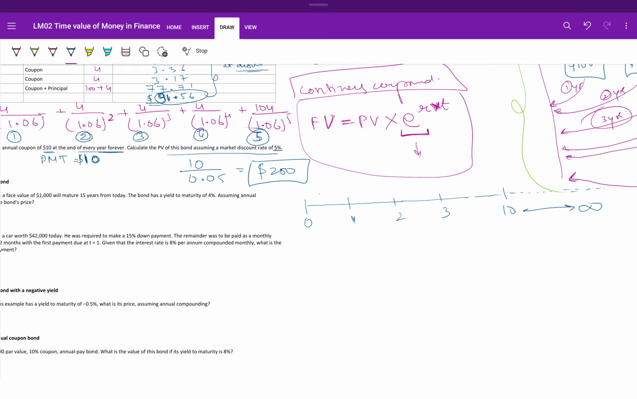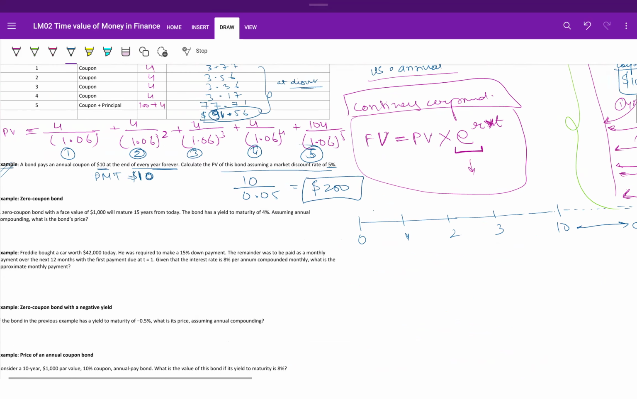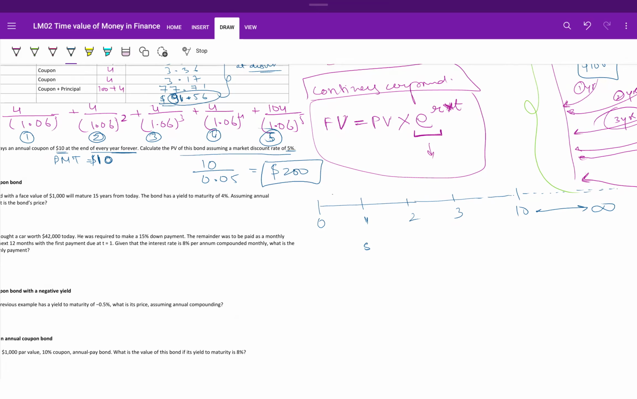If a bond is paying me a coupon payment of $10 every year, how much am I willing to pay for this bond? This is what a perpetuity bond denotes. Till the end of time, this bond is going to pay me $10. So how much am I willing to pay for this bond, what is the present value at time equals zero? And remember one thing.